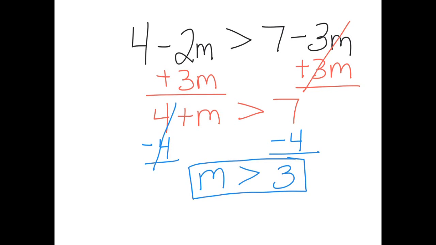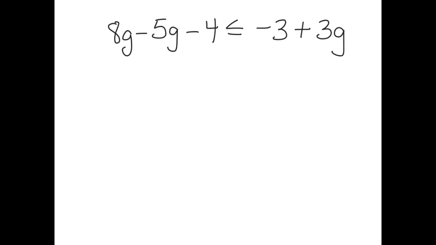Now we're going to start looking at a couple special type of problems. Here's a long one for you. And the very first thing I want you to do is just combine like terms wherever you can. And I think that's it right there. And I'll have 3g minus 4 is less than or equal to negative 3 plus 3g.